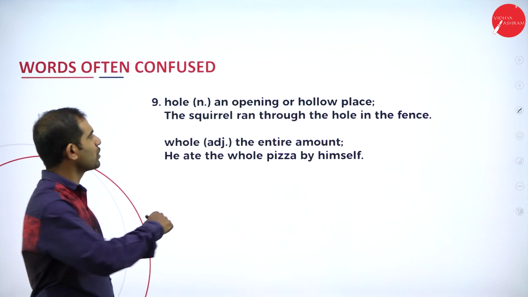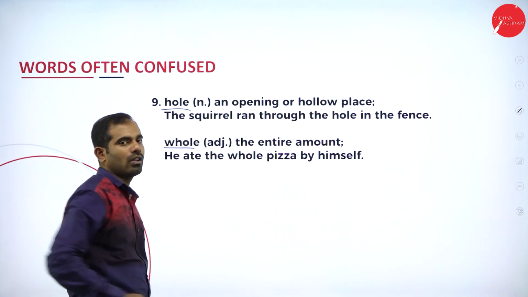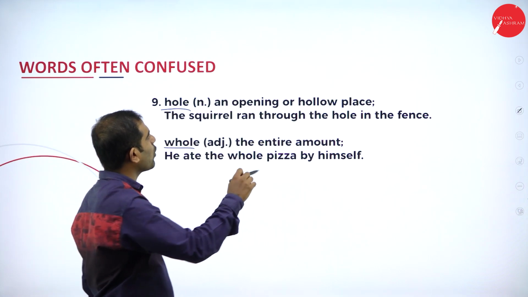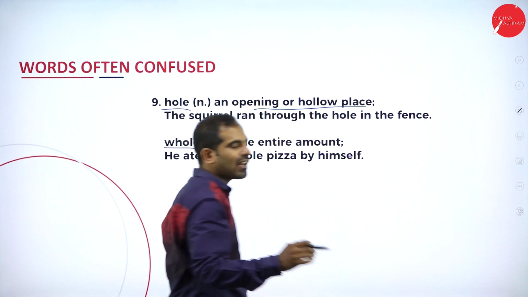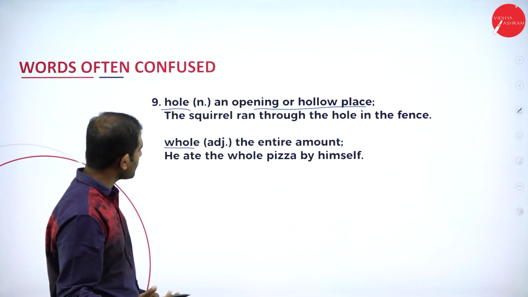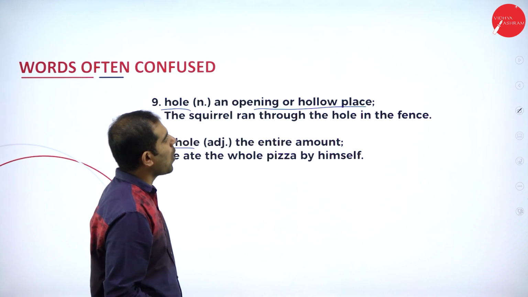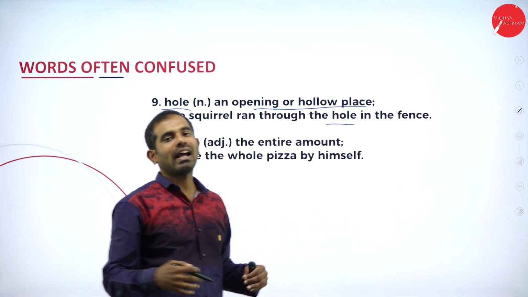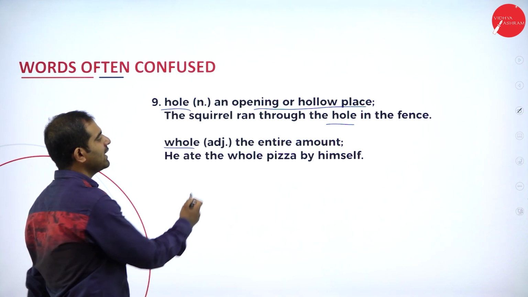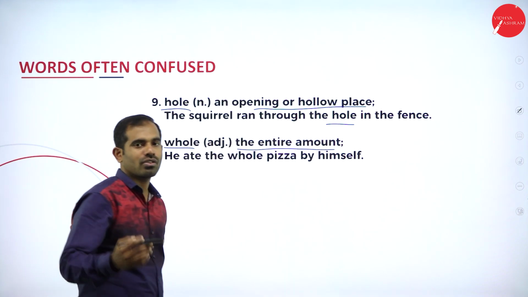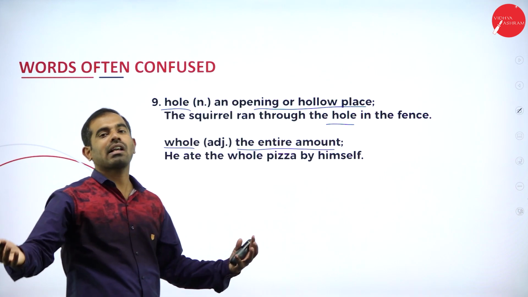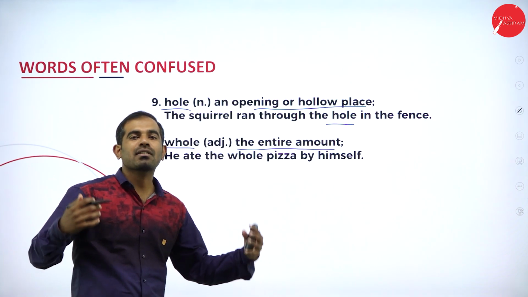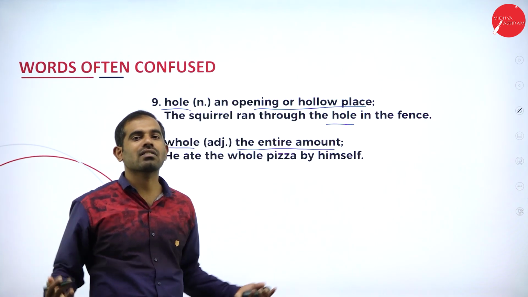Next, the 9th one, hole. They get confused with this hole and the whole. Hole is an opening or shallow or hollow place. The squirrel ran through the hole in the fence. The shallow hole. And when we say whole, it means including everything, the entire amount, which includes the whole class. The whole class is amazing.